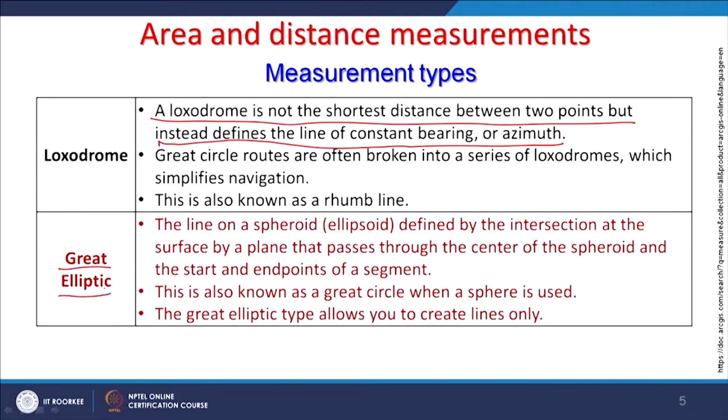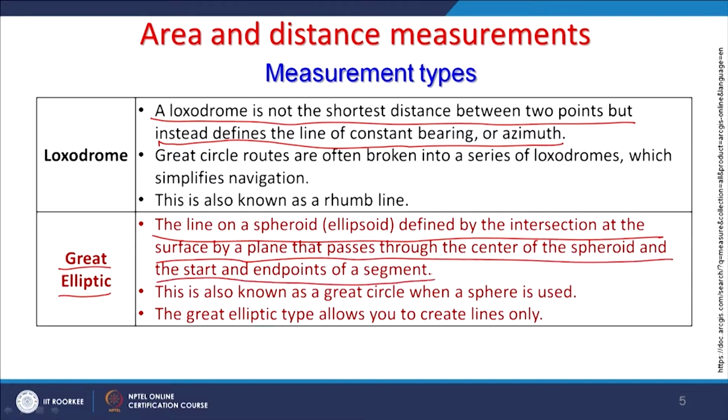So, like in this great elliptic, that is a line on a spheroid or ellipsoid defined by intersection at the surface by a plane that passes through the center of the spheroid and the start and end points of the segment. That means you cannot just handle a 2D map. You have to take care about these things if the distances are very large. If distances are small, then the curvature of the earth will not play a very important role.